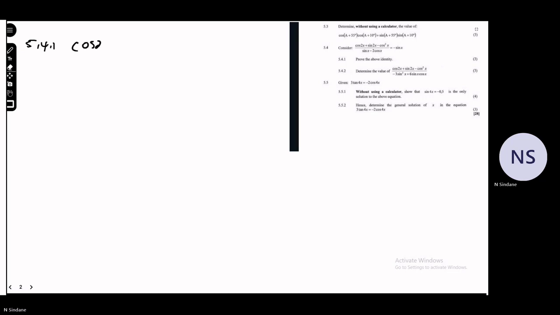So we're given cos of 2x plus sine of 2x minus cos squared of x over sine x minus 2 cos x. They say we must prove that it's equal to negative sine of x, right? We must prove that the two are equal, right?